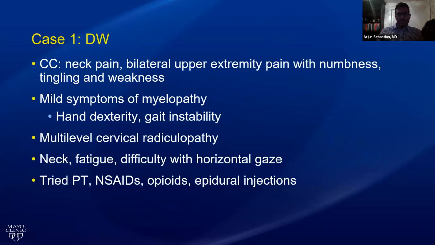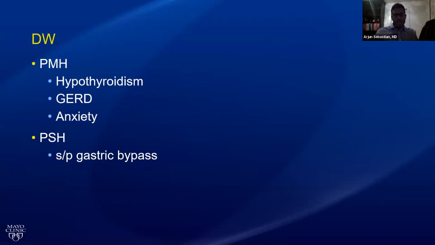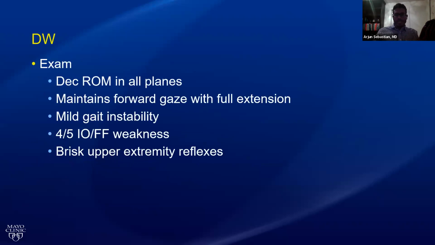So the first case here is a very nice 71-year-old female with neck pain and upper extremity pain. She had some mild symptoms of myelopathy and radiculopathy, and she notices a lot of easy fatigability in her neck. She's tried a lot of non-operative treatment for this. She has a past history, which is notable for previous gastric bypass. And on exam, she has decreased range of motion in the cervical spine on all planes. She has some mild findings of myelopathy, including weakness in her hands and brisk reflexes.